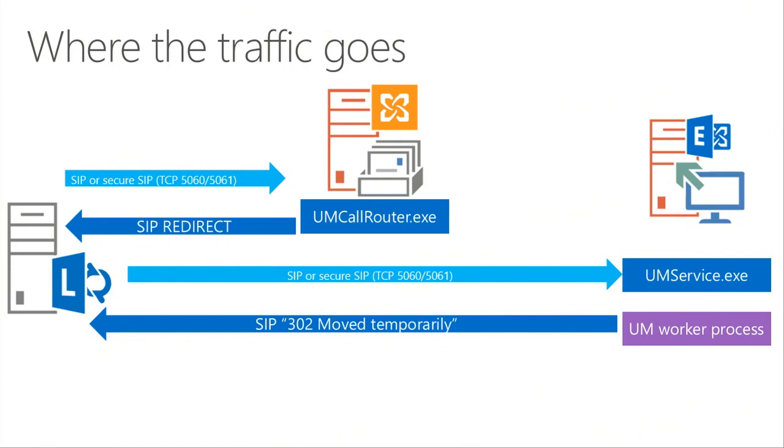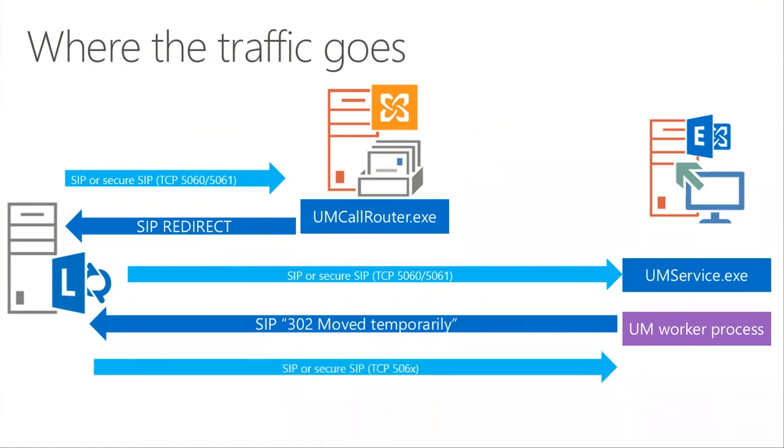The worker process is going to send back a SIP 302 moved temporarily header. For those of you that are SIP nerds, you'll know exactly what that means. It's telling the server, hey, you need to temporarily redirect. In other words, don't consider this to be permanent. Consider it to be like an HTTP 451. I want you to temporarily rejigger how you're planning on handling this call.